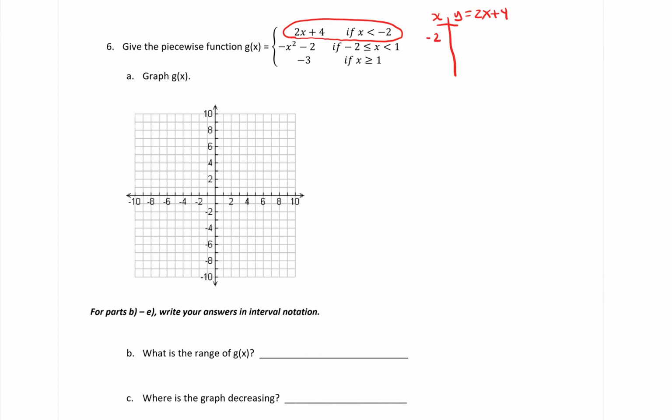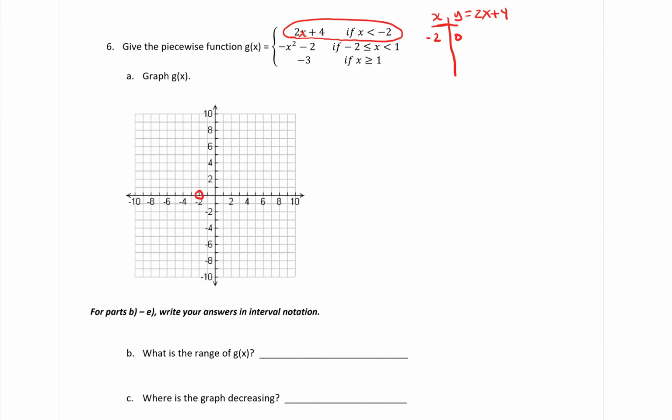And if we plug that value in wherever we see an x in that first equation, we get 2 times negative 2, which is negative 4, plus that 4, which gives us back 0. I'm going to put a little note to myself, or maybe I should just go graph it. We have an open circle at this point, negative 2, 0, because this was strictly less than negative 2.